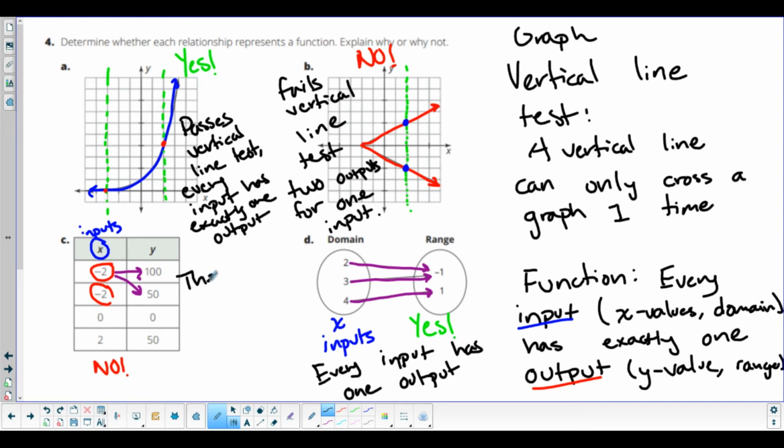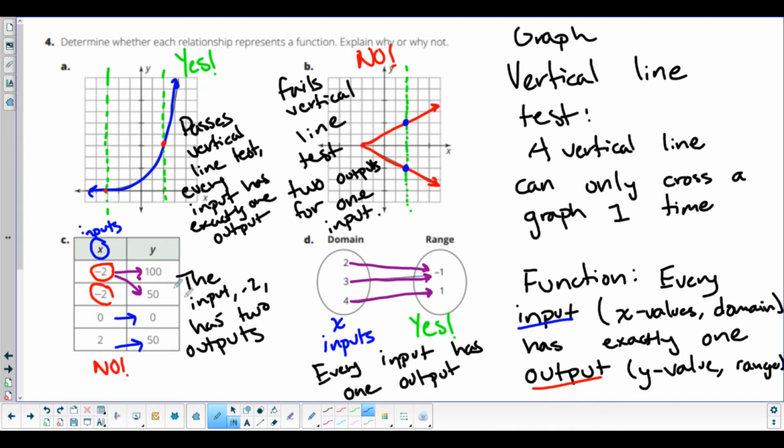So the input -2 has 2 outputs. That is illegal because 2 is more than 1, right? It can only ever have a 1. And even though these other 2 are okay, 0 going to 0 and 2 going to 50, that's fine. It just takes one bad example to break the whole function, or non-function in this case.